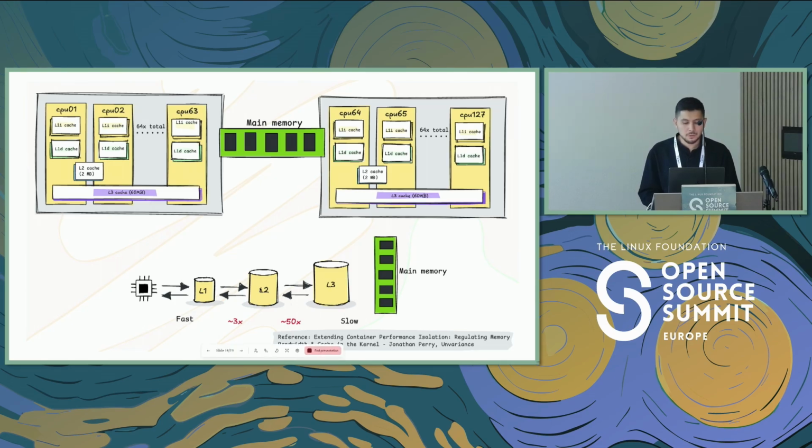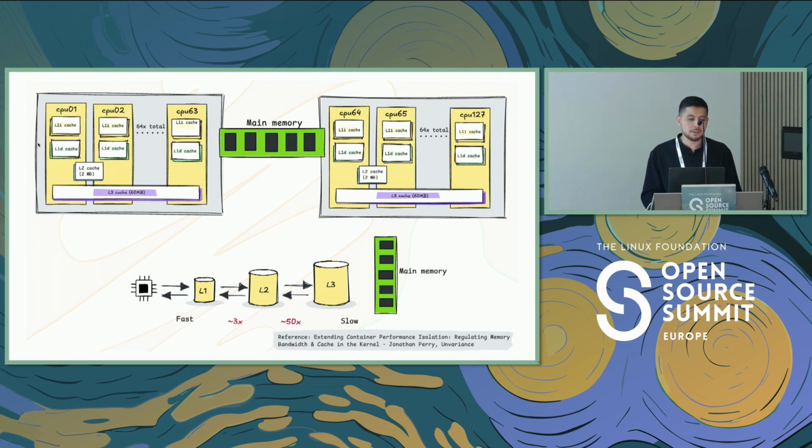And there was a talk, I think, in the previous OSS summit that I included a reference to, and there was a study where they measured the access time between different caches, and roughly it was, for example, between L2 and L3, about 3 to 50 times slower.